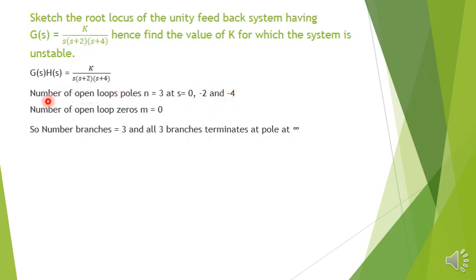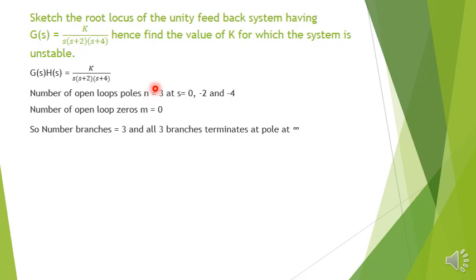What about the number of open loop zeros? The numerator polynomial is a constant. It is not a function of s, it is a constant. So the number of open loop zeros m equal to 0. So the number of branches is equal to the maximum of n or m. In this, the maximum is 3. So the number of branches is 3.